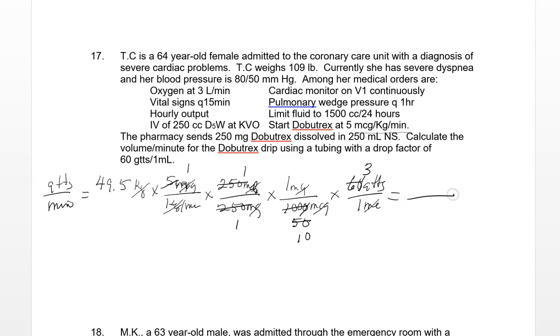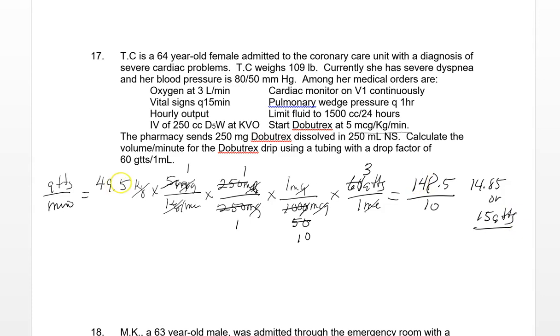So I end up with 49.5 times 3 is 148.5 divided by 10 is 14.85 or 15 drops, because you can't count a decimal of a drop.